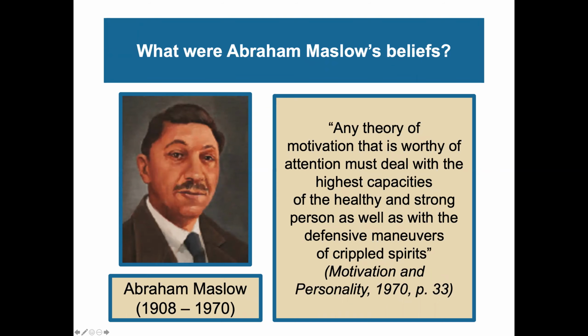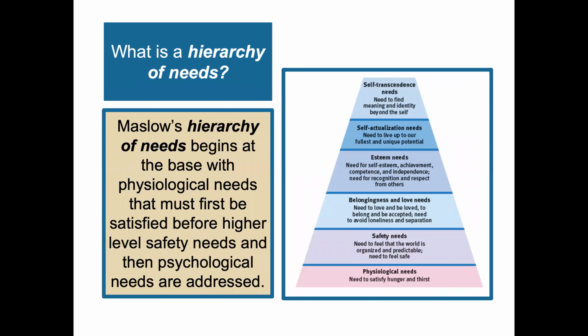So he said, any theory of motivation that is worthy of attention must deal with the highest capacities of the healthy and strong person, as well as with the defensive maneuvers of crippled spirits. So his point was, we need to look to those who are having significant successes to figure out and understand human motivation. So he had a hierarchy of needs, and we've talked about this in some previous modules, but we're going to cover it again. It's a really important thing to understand.